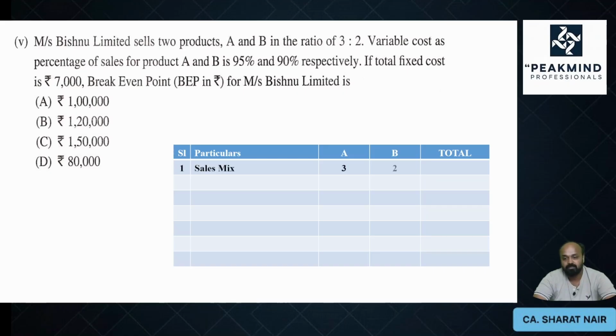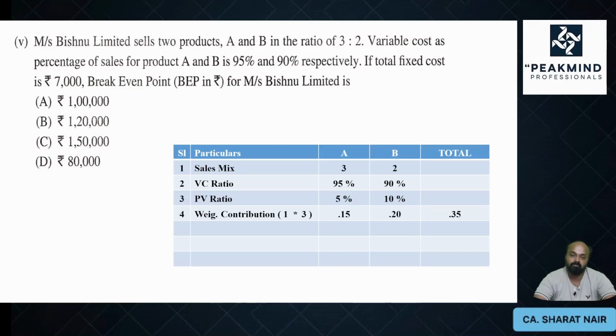So the sales mix is given, which is 3:2. Variable cost ratio is given as 95 and 90 respectively. Then what is my PV ratio? 100 minus 95 is 5, and 100 minus 90 is 10%. So I can now find out my weighted contribution, which is nothing but sales mix into PV ratio. That is 3 into 5%, it will be 0.15. 2 into 10% will be 0.2. So my company's overall PV ratio will be 0.35, that is the sum total of 0.15 plus 0.20, or effectively I can say 35%. Now, fixed cost is given straight away in the question for the company as a whole, it is 7,000.